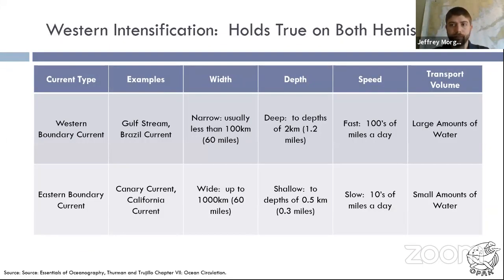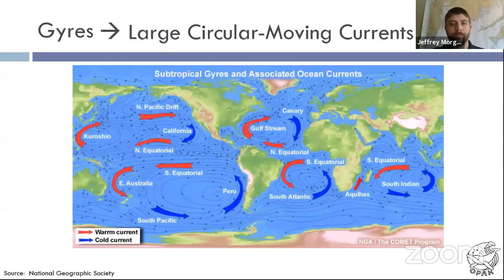When we have a gyre, because of the Coriolis effect and those little hills I was just mentioning, we get something called western intensification of our currents. So we have two boundary currents. If you think about our globe here, you have the eastern end. So if we're looking at the Atlantic Ocean, we have the Canary Current. And if we're looking at the western part of the Atlantic Ocean, we have the Gulf Stream. So we have those two currents.